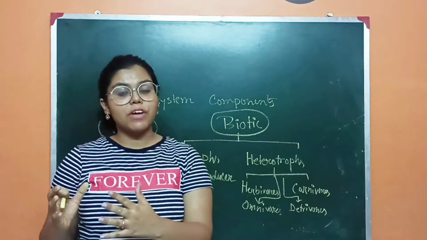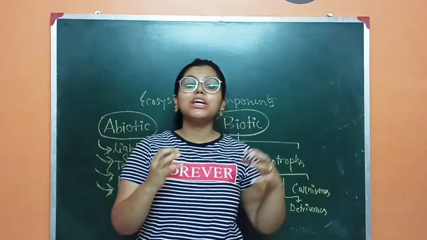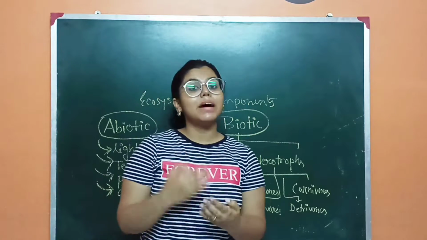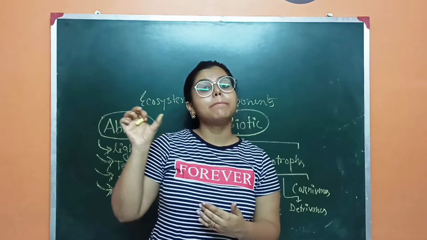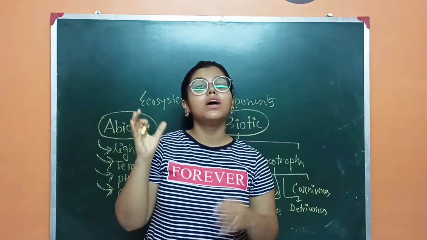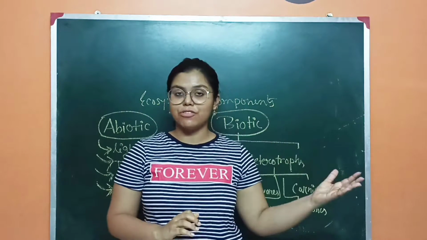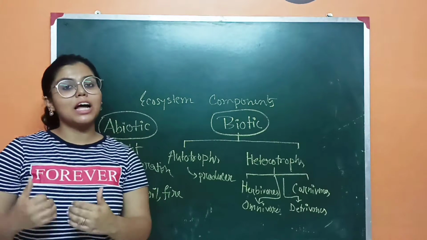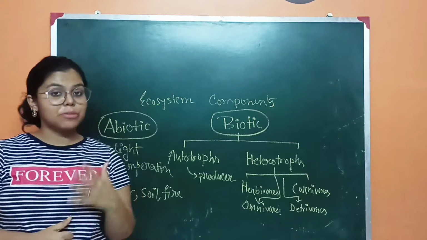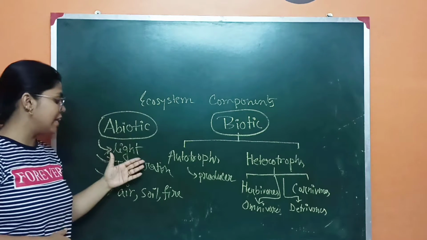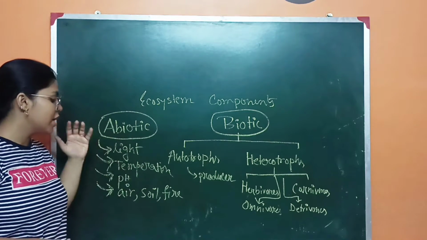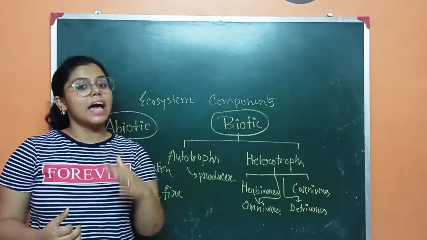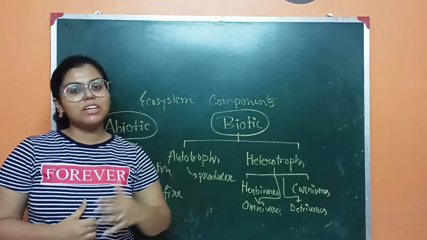What is biotic factors? Biotic means the living organism. That means they have life. But in case of abiotic, A stands for the absence of life. That means the abiotic factors belong to the non-living organism. What are they? The light, temperature, pH, air, soil, fire, salinity, nutrients and many more non-living things.